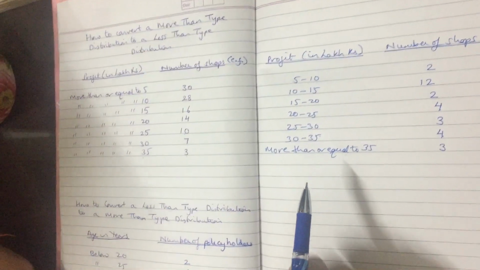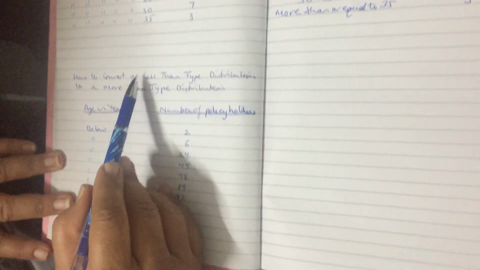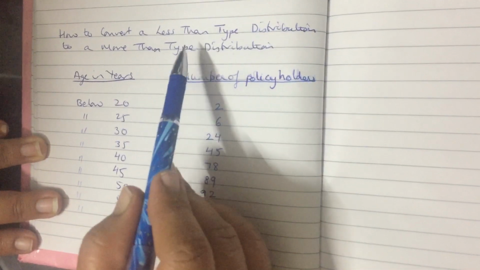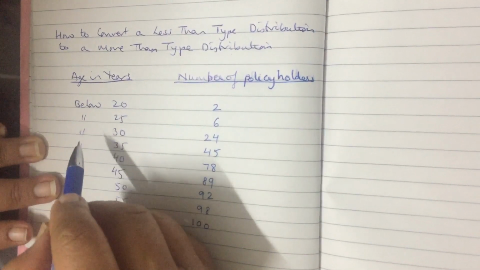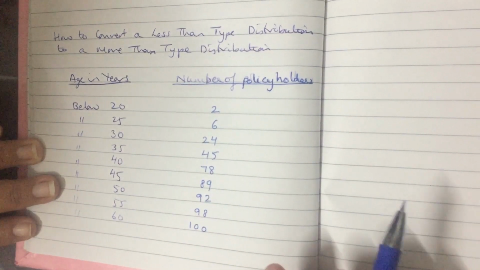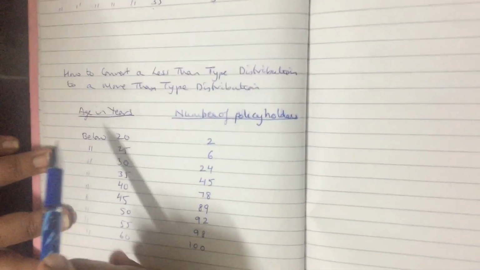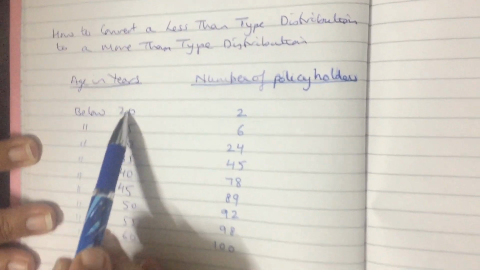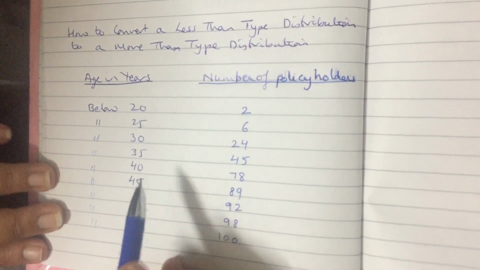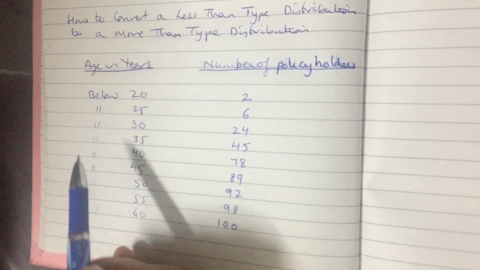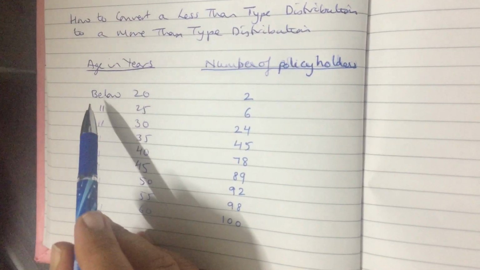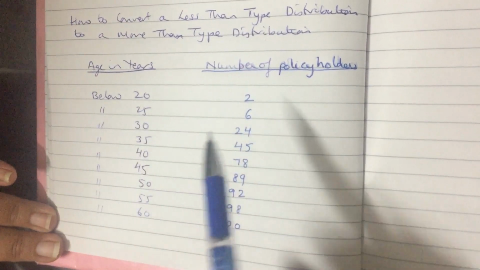We then move to how to convert a less than type distribution to a more than type distribution. For this, again, we need to learn how to convert this into a normal table with normal class intervals. Now let us look at the table. This is below 20, below 25 and so on till below 60. Instead of below, the word less will also be there. So it just means the same.